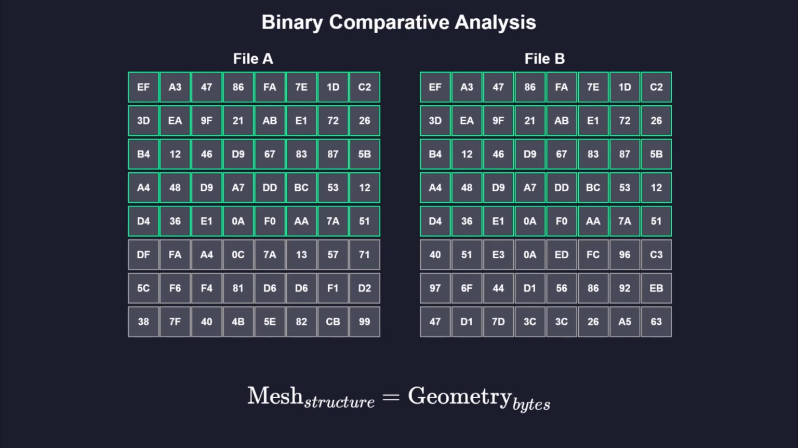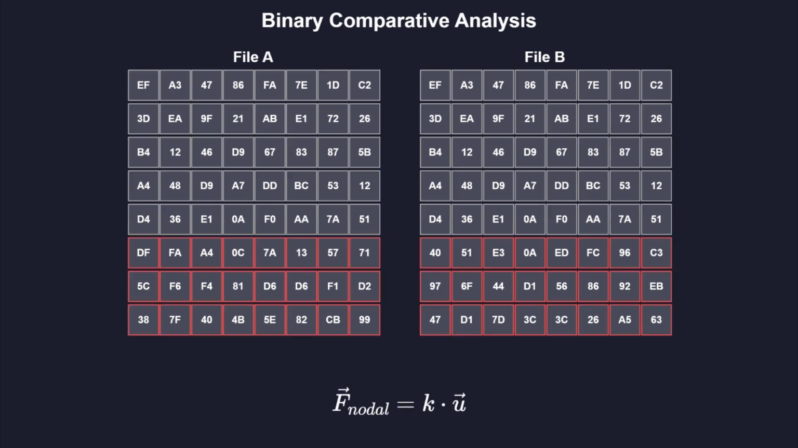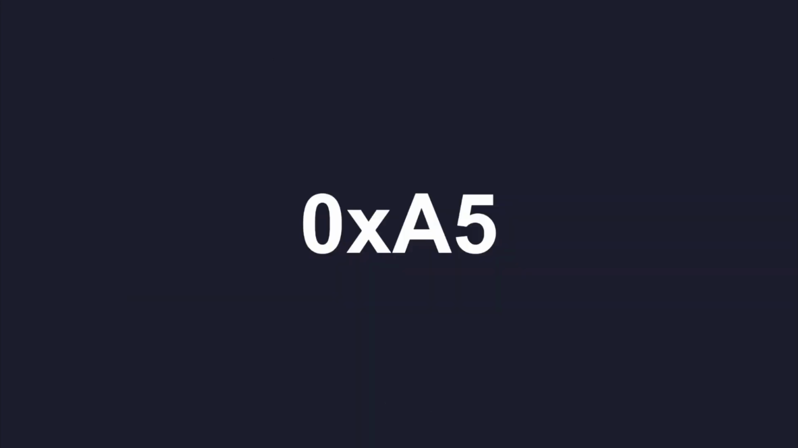Compare two binary files with identical geometry but different load cases. The identical bytes represent the mesh structure, while the diverging bytes isolate the specific floating point values for nodal forces and boundary conditions. This differential analysis quickly narrows your search to the most relevant data segments.